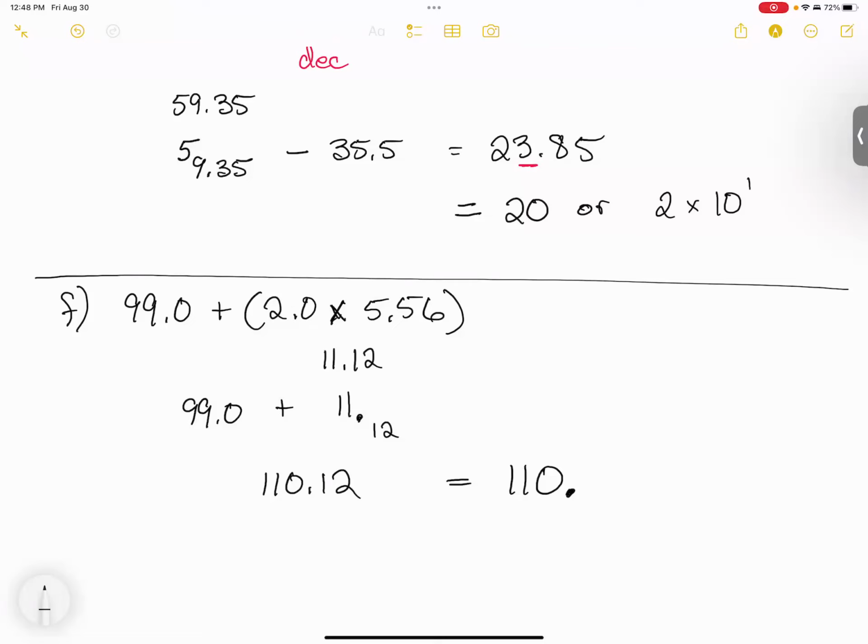Okay, you're going to have to do it. You're going to have to use your parentheses, because the calculator does not have that button. It doesn't mean it can't do it, you just have to put it in parentheses.